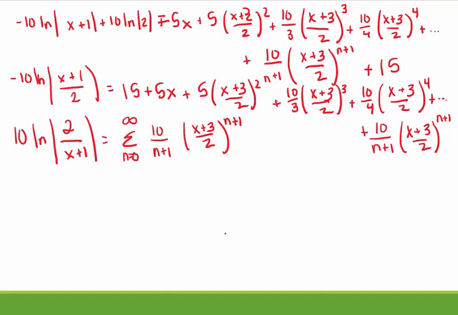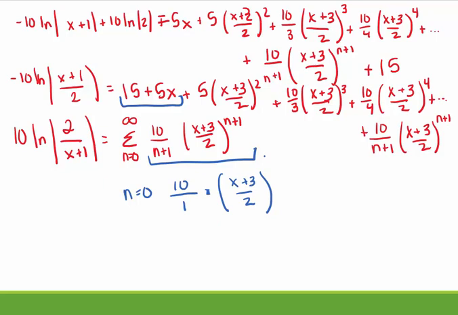I just want to show you guys that if you plugged in n equals 0 to this, you're going to get this craziness as your first term. So if I plug in n equals 0, I have 10 over 1 times x plus 3 over 2 to the first power. So that's like saying 10 times x plus 3 over 2, that turns into 5x plus 15, which is technically my first term. I know 15 is technically really the first term, but because of the 15 back here, that was the first term when I plugged in negative 3, and that's the first term of that one, that's why it's 15 plus 5x. I know that was a long video, but I hope you got something out of it.